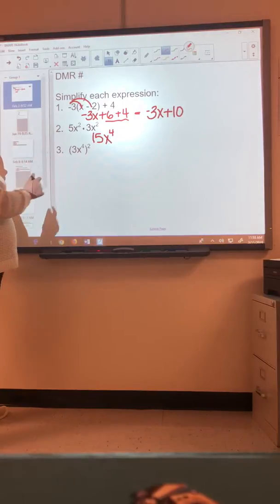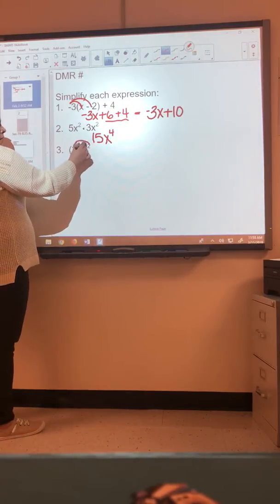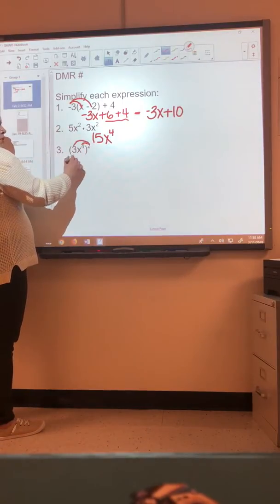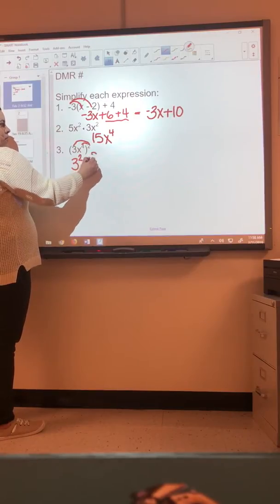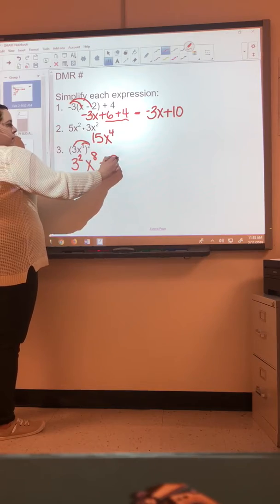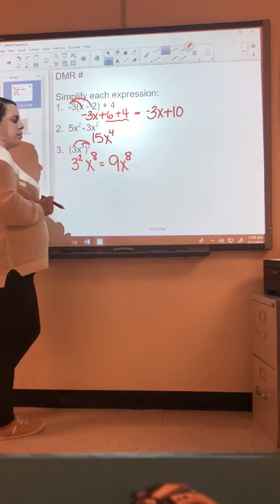And then on that third one, this is a product to a power, so I give that power to each term. This is a number, so rules don't apply, so 3 squared. Power to power, I multiply. 4 times 2 is 8, and 3 squared simplifies to 9x to the 8th.